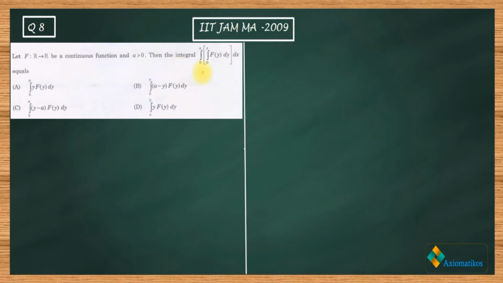So it's a double integral, right? And they are writing it dy dx. That means the limits over here are of y and the limits over here are of x. You got my point. Now the question is demanding that this integral is equal to, so you have four options: a, b, c, d.